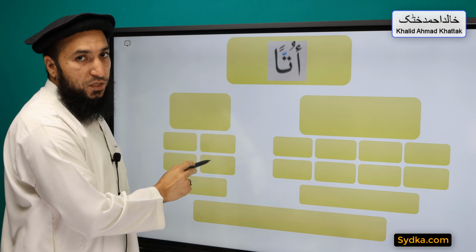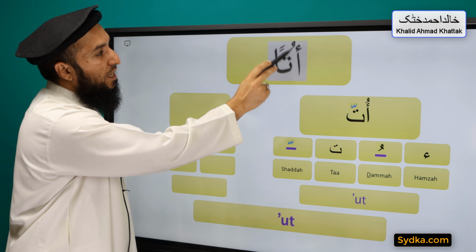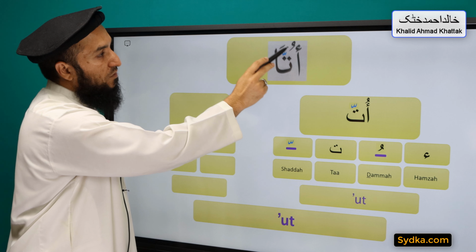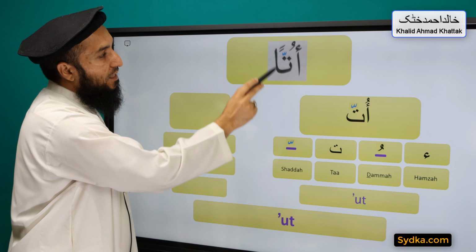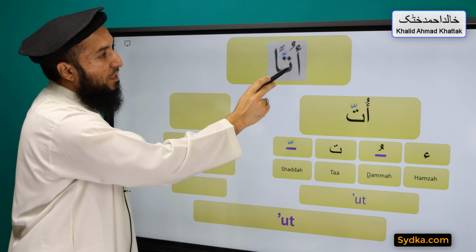And it can be divided into two syllables. The first syllable we have is Hamza Dhamma Ta Shadda, Ut. Hamza is a light letter. It has Dhamma on top of it. It is followed by Ta. Ta has a Shadda. This alif is silent and it is used as a chair for Hamza.